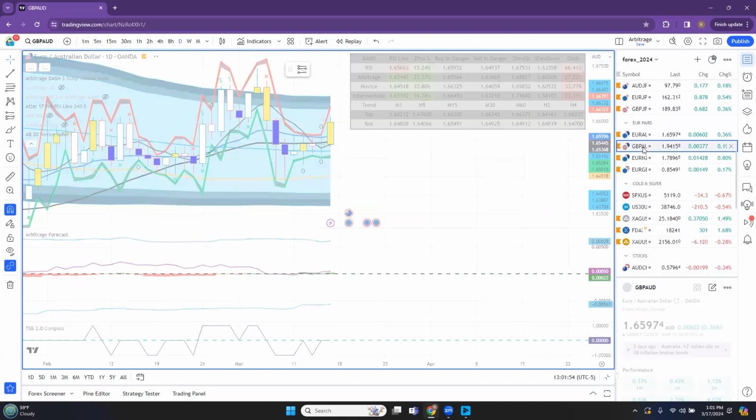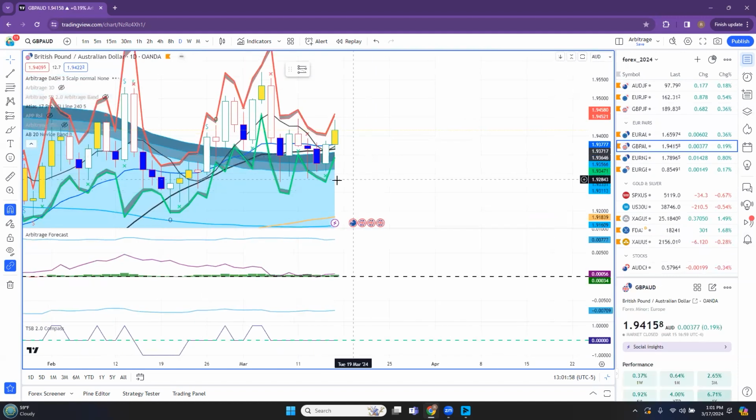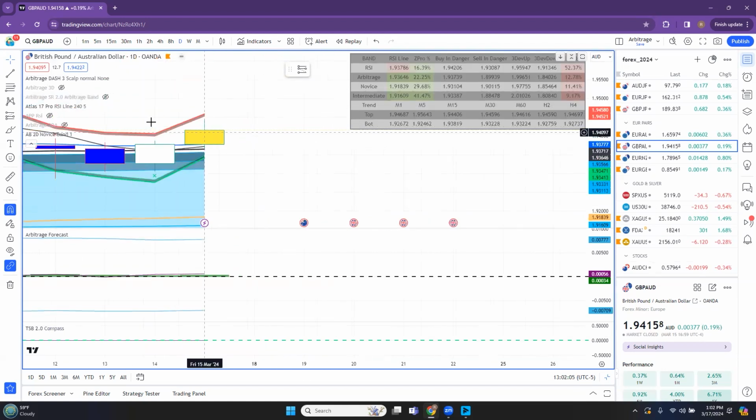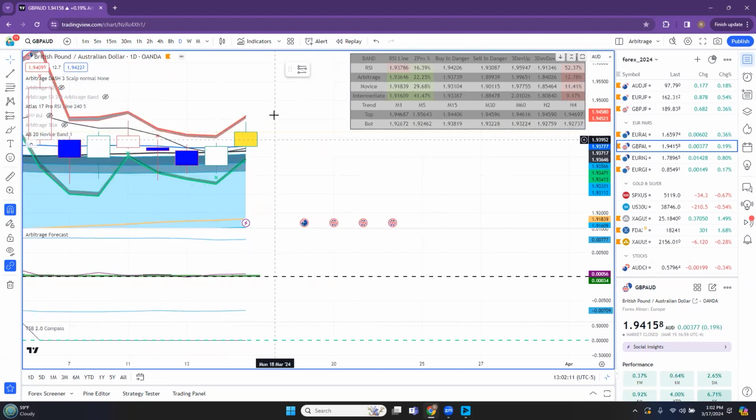So let's go take a look at GBP AUD. GBP AUD, we got a green X saying, hey, we should be going up. And so far, so good. As we see, the trend top is now pointing up. So it looks like GBP AUD should be going up. British pound versus the Australian dollar should be going up as the Australian dollar sinks lower.